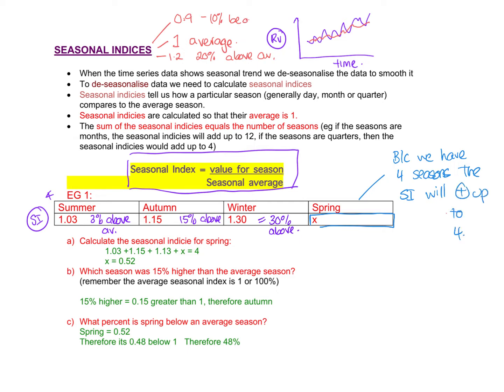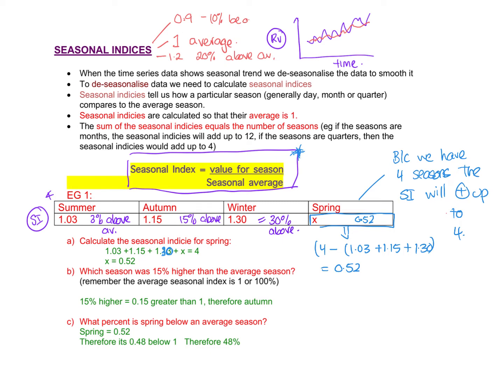If we were trying to work out what was missing, when you add them all up, they should add up to 4. To calculate spring, they said 4 minus all the other ones added up, and that's how we get 0.52 in spring. That's below average, so sales are dropping off in springtime. That's one way of finding a seasonal index if you don't have all the data. If we have all the data, we would just calculate it using the formula up here.